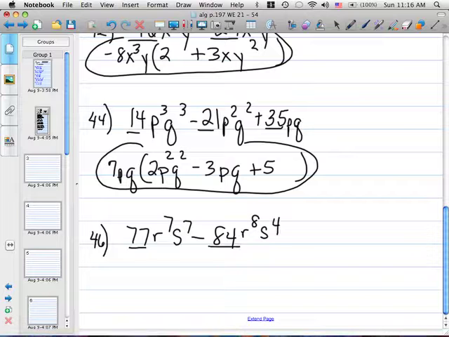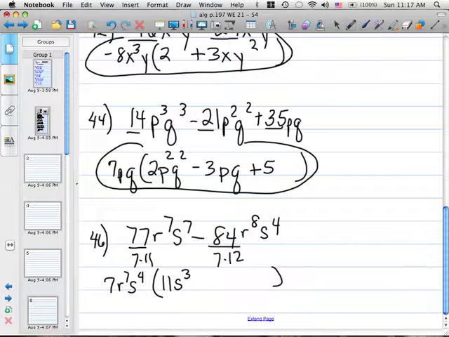Number 44, 14p cubed q cubed, minus 21p squared q squared, plus 35pq. We have 3 terms. So we have 3 terms in our second polynomial. So the greatest common factor of 14, negative 21, and 35, it would be 7.